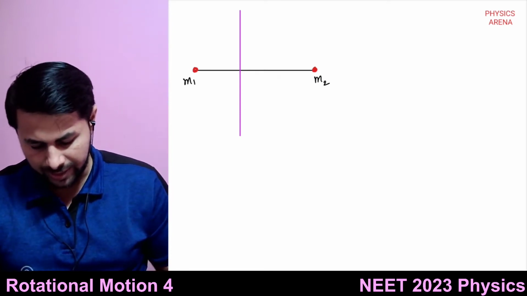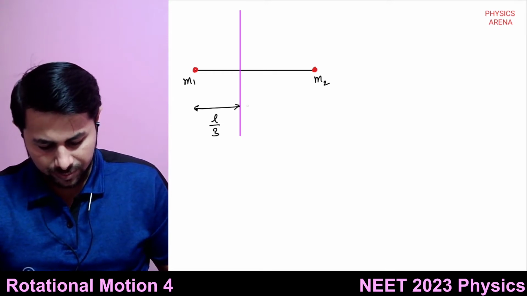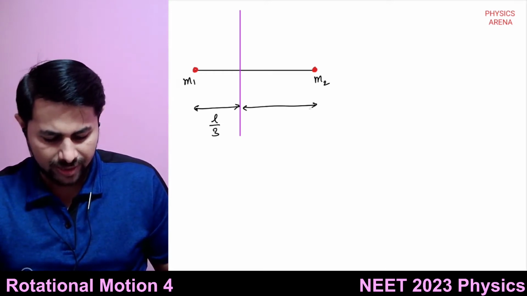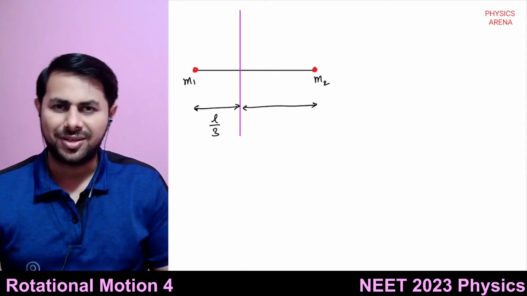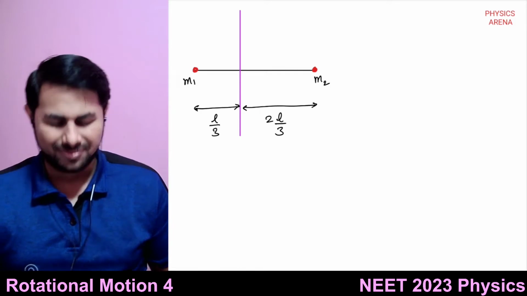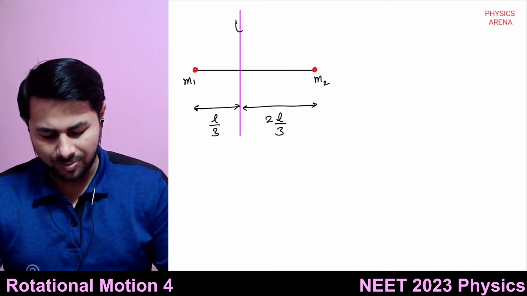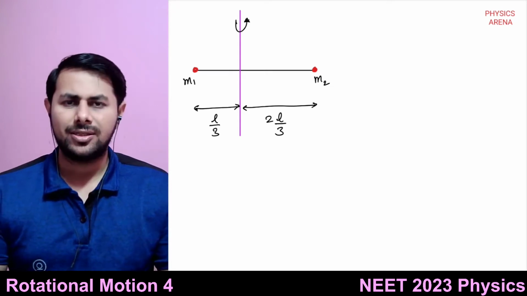So how much is this length? This much length is suppose L by 3, and this much length will be the remaining, L minus L by 3, right? So it is 2L by 3. Okay, so what would be the moment of inertia of this system about this axis?